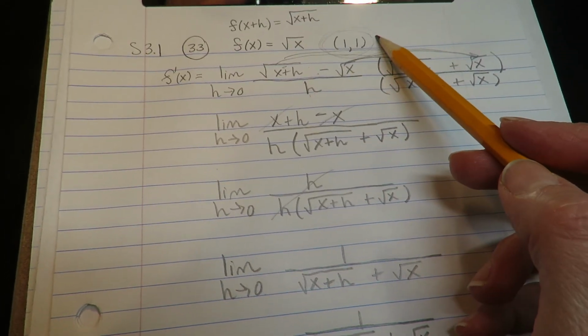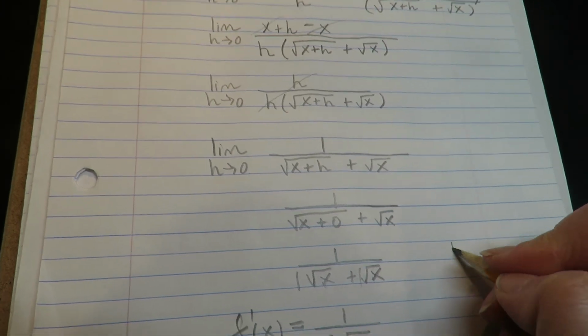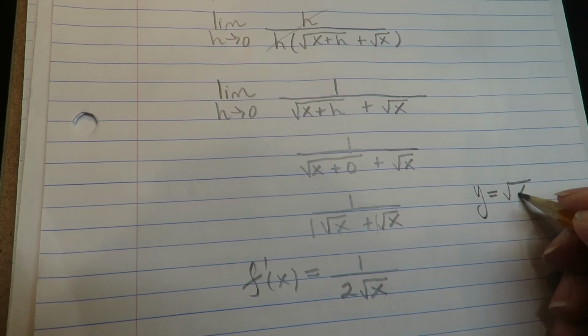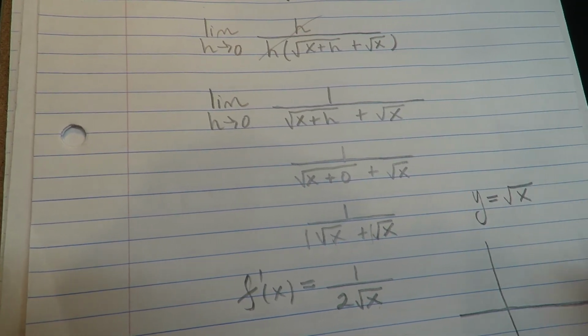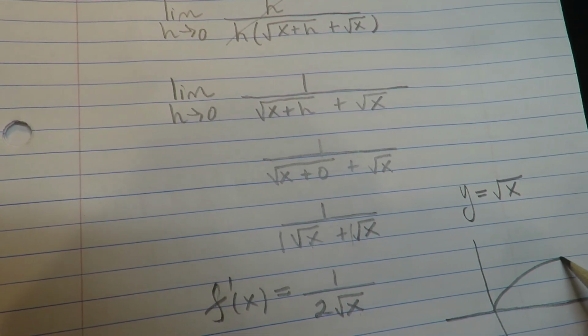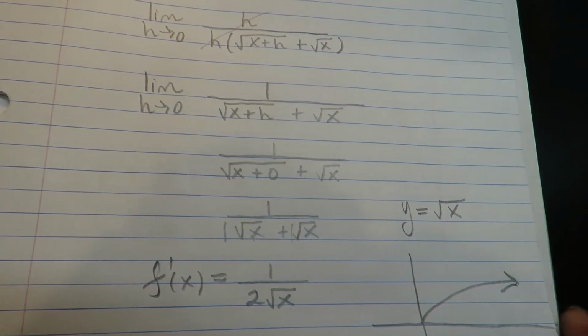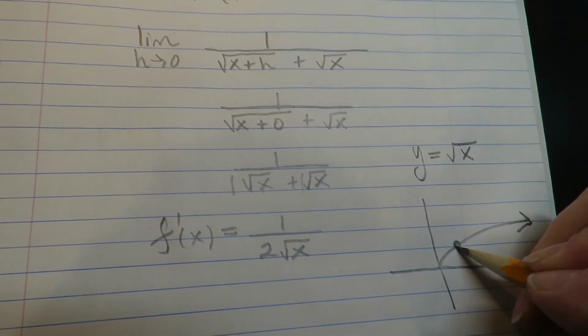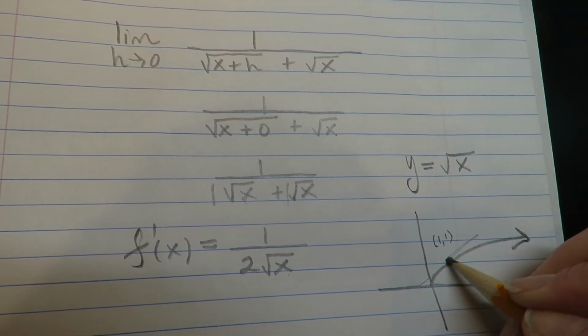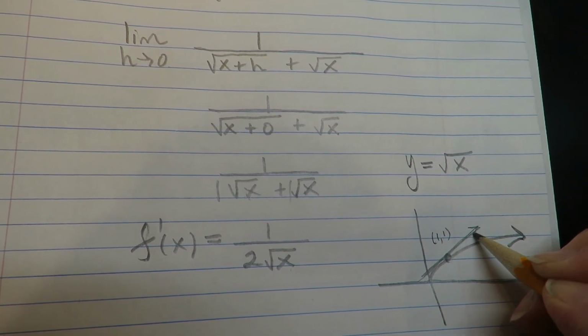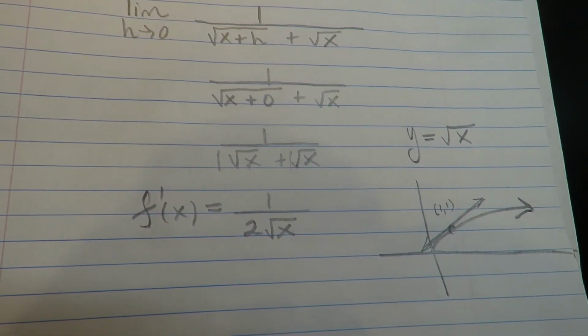Now we're going to create the tangent line at the point 1, 1. So let me first draw the graph. Alright, there's our square root function. Here's the point 1, 1. And we're going to create the tangent line. We're going to find the tangent line that touches right there at that point.